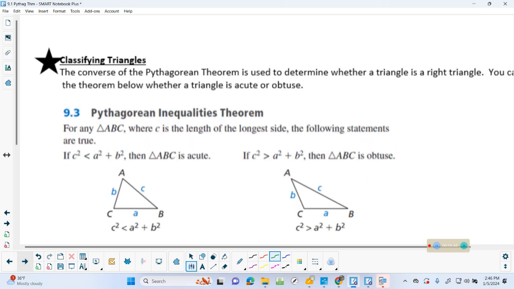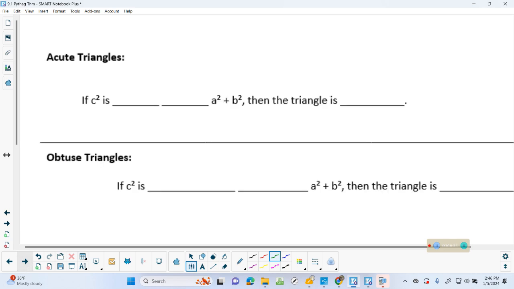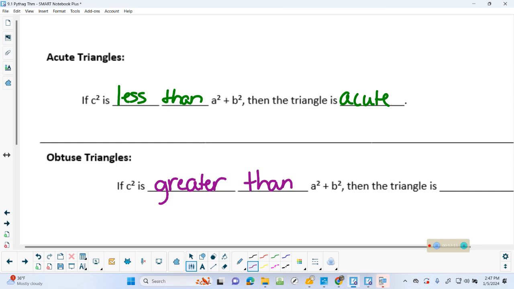So that's what this picture is really just saying to you. If c squared is smaller, acute. If c squared is bigger, obtuse. So that's what we're going to fill in here on these next two blanks. If c squared is less than, then the triangle is acute. If c squared is greater than, then it is obtuse. So that's really the next thing we're going to check. If it's not right, we're going to say, is it acute or obtuse?